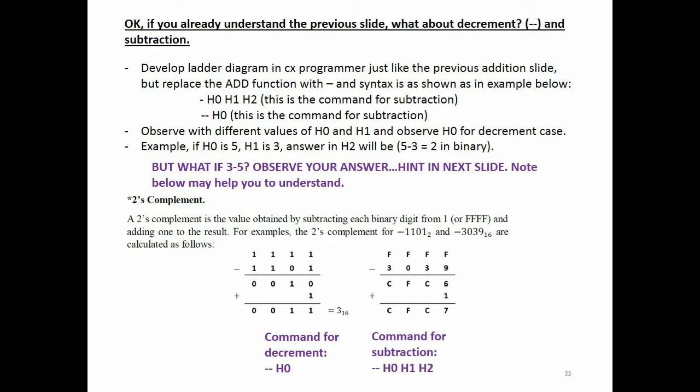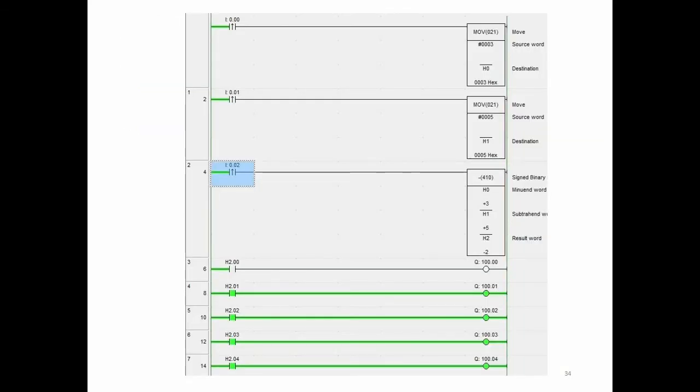Okay, once you understand the function of addition and increment in the previous slides, just repeat it again in order to understand the subtraction and decrement. For example, for the ladder diagram for the addition, maintain everything but just replace the addition function block with subtraction. The syntax for subtraction is minus H0, H1, H2, and observe the answers, observe the outputs. After that, repeat the increment ladder diagram that you have done previously with decrement, where the syntax for decrement is minus minus H0. Observe the output.